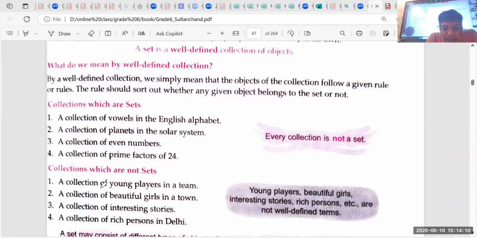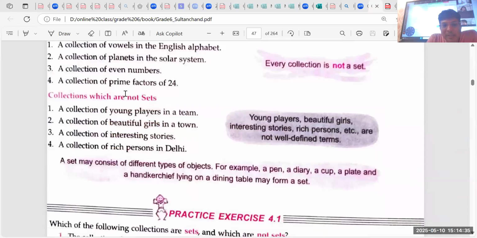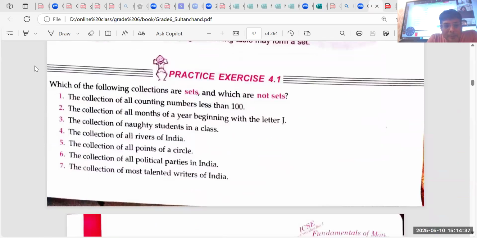What do we mean by well defined? The definition of young may be different for you, and it may be different for me or someone else. Someone might take 20 as young. A collection of beautiful girls: again, beauty lies in the eyes of the beholder. It might be different for you, it might be different for someone else. The same is the case for interesting, and for being rich. Because it is not well defined, they are not sets.